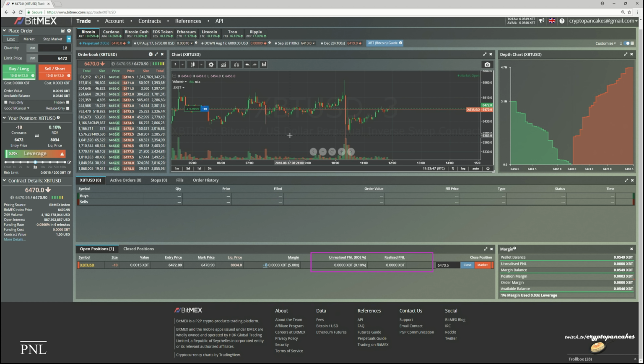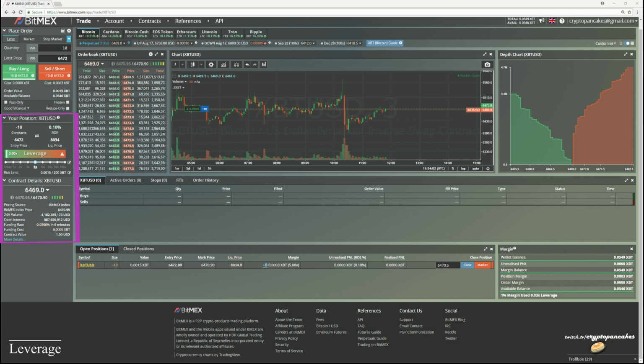Unrealized P&L shows you the amount you would gain or lose if you would close your position out. Realized P&L shows you the amount you have already gained or lost. It is calculated based on the current funding price. On Bitmex, you can use the leverage up to 100 times. So in case your balance is 1 BTC, you could place an order up to 100.